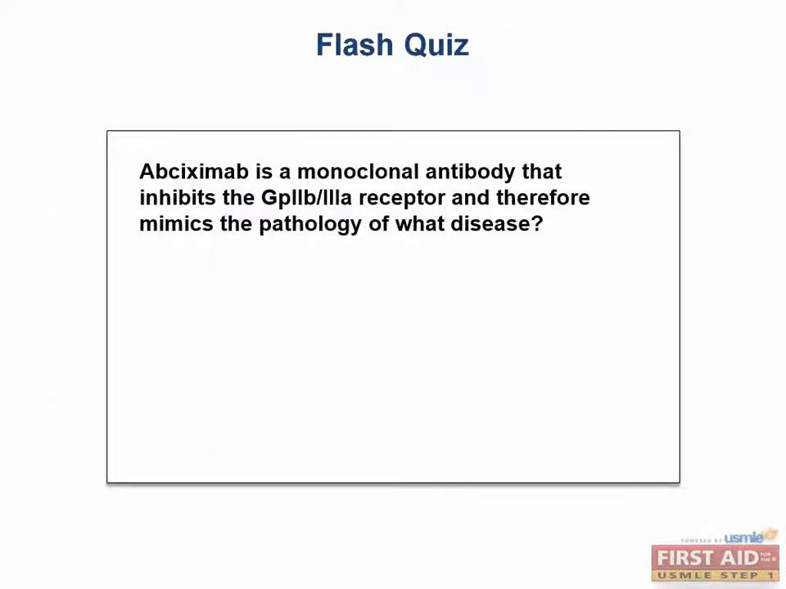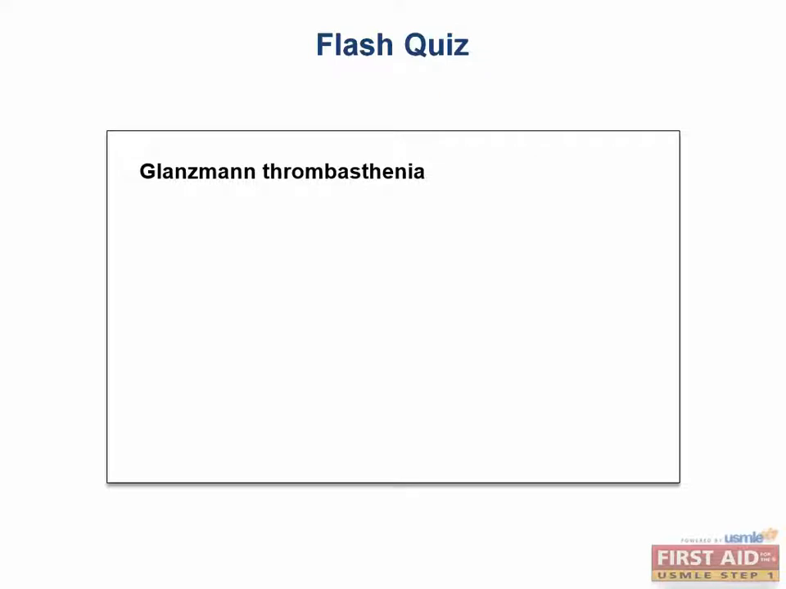Abciximab is a monoclonal antibody that inhibits the GP2B3A receptor and therefore mimics the pathology of what disease? Recall that this would mimic Glanzmann's thrombasthenia, as this is a deficiency in the GP2B3A receptor itself.